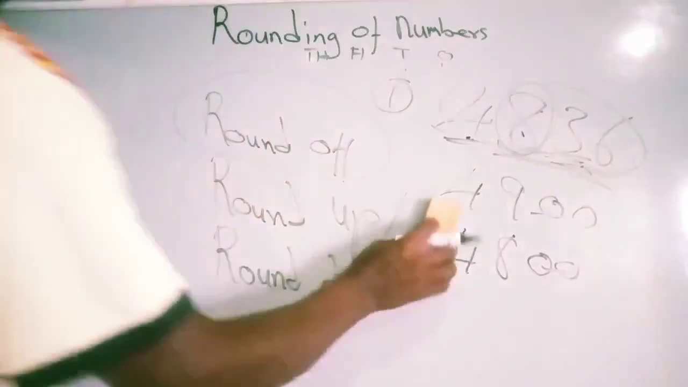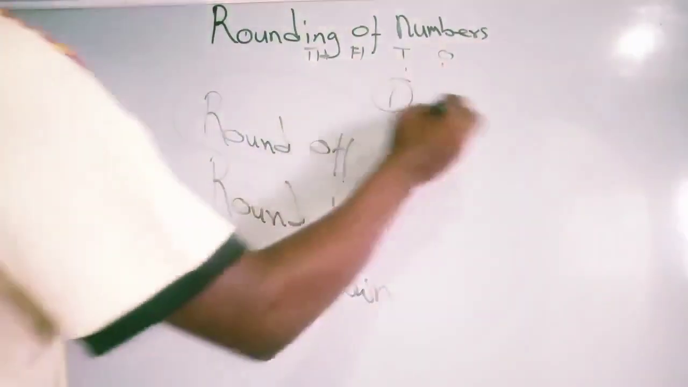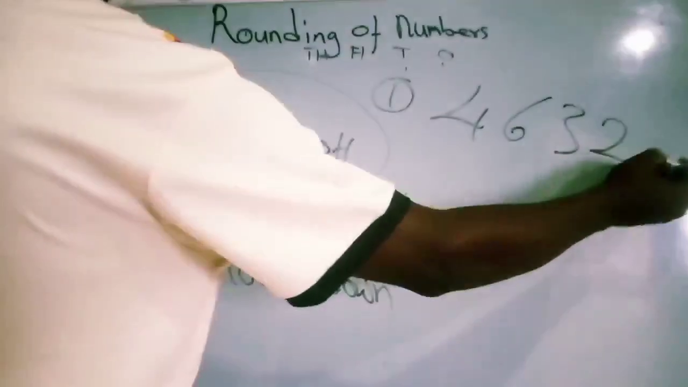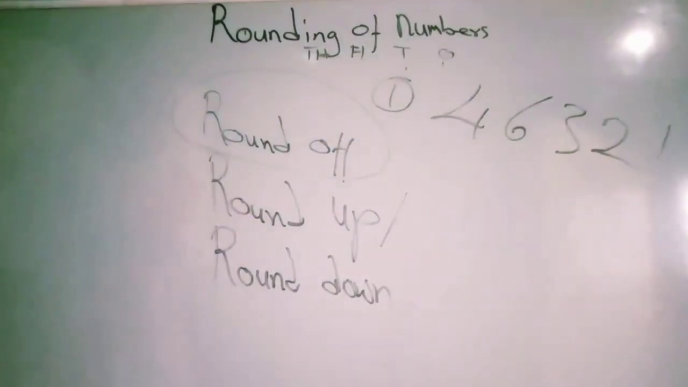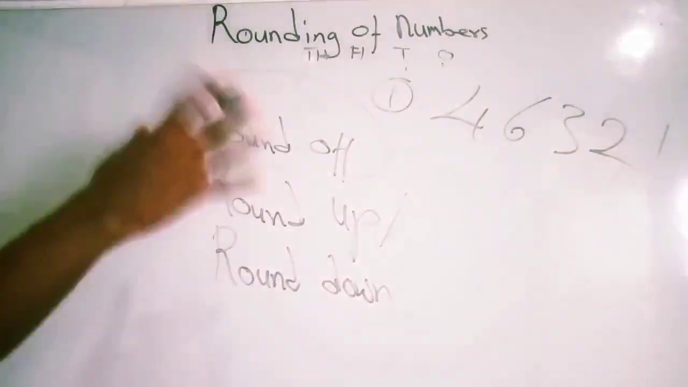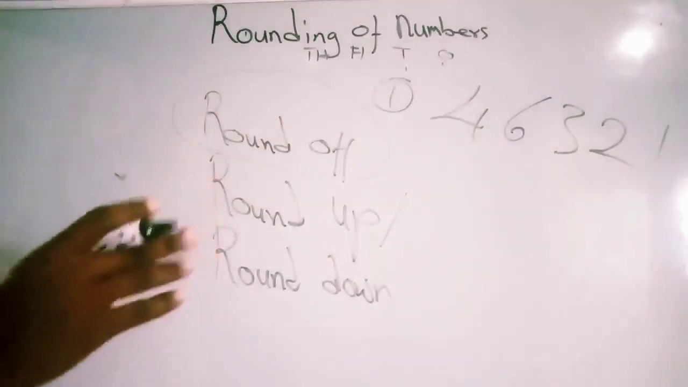On your own, let's look at this example. You have 4,6,3,2,1. Round this number up to the nearest 100. Pause the video, solve it, and listen.